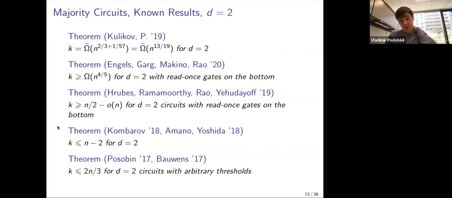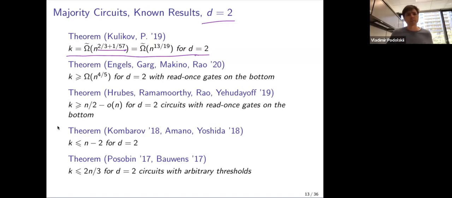The first results here were obtained in joint work with Alexander Kulikov. First I will explain the result for depth equal to two. We obtained something like that. Here I first write it in terms of 2/3 plus 1/57 because I would like to see that it is greater than 2/3. So 13/19 is greater than 2/3.